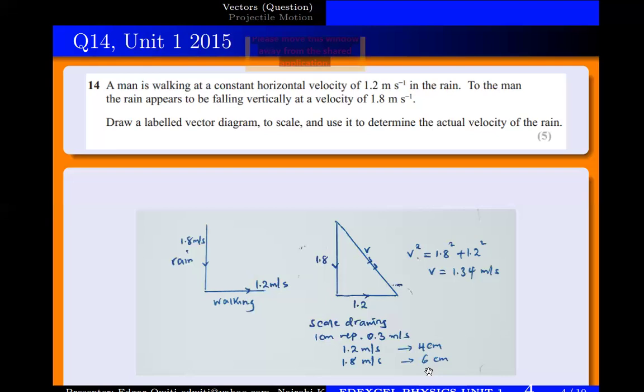Don't forget also, you may need to use a protractor just to confirm or to make sure that the angle between the vertical and the horizontal is 90 degrees. Otherwise, if it is not 90, the hypotenuse will not be the correct answer.